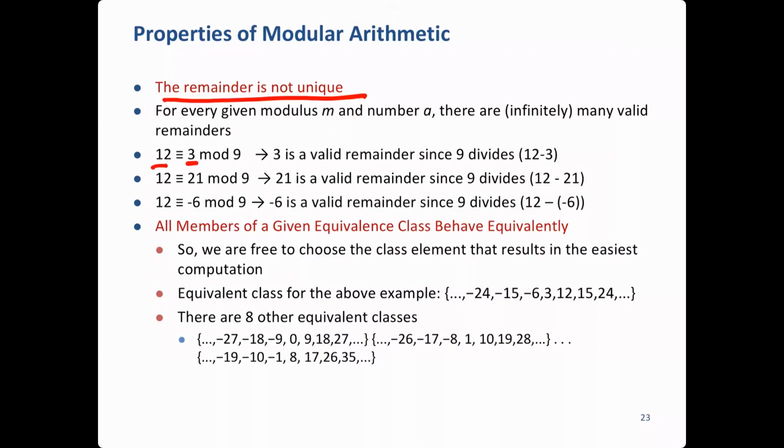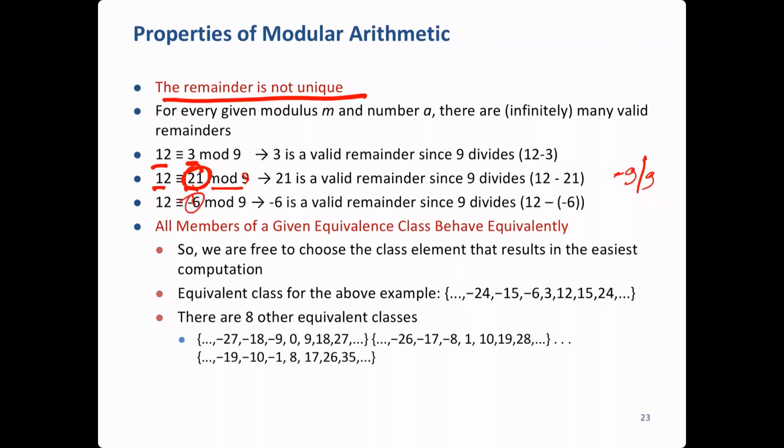Okay, now can we also write 12 is equivalent to 21 mod 9? So can 21 be the remainder? If you use this definition, whether m, which is equal to 9, divides 12 minus 21, then it's correct, right? So here 12 minus 21 is what? Minus 9. 9 divides minus 9, which is minus 1, right? So it means that 21 can also be written here. Similarly, minus 6 can be written here.